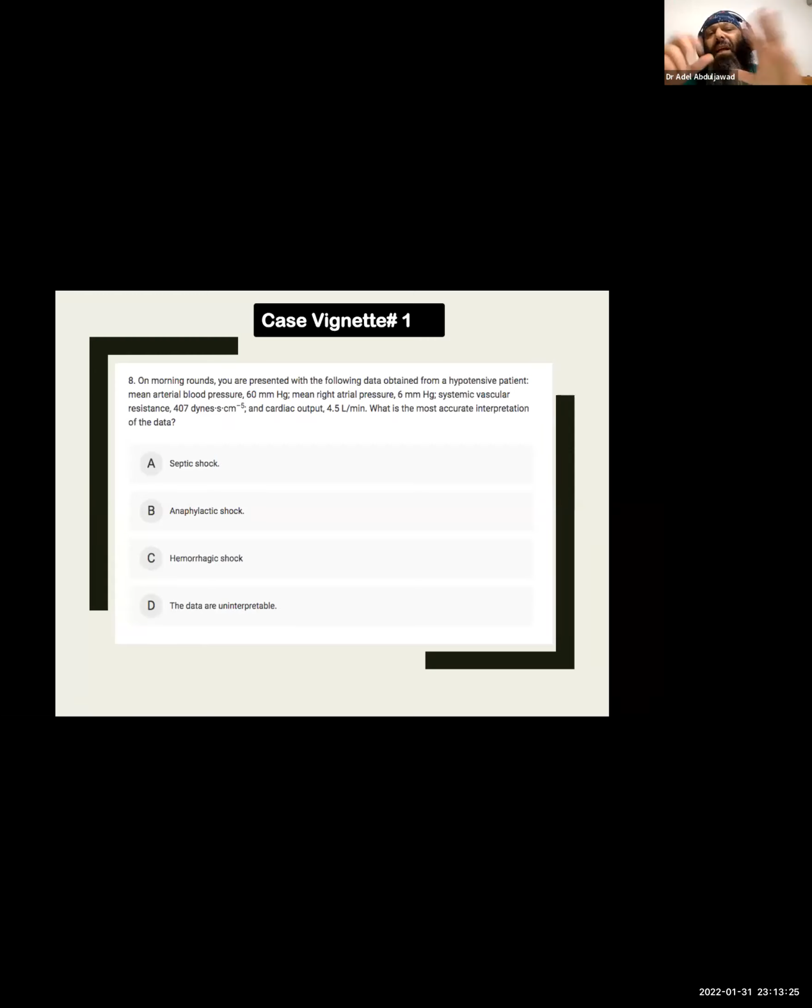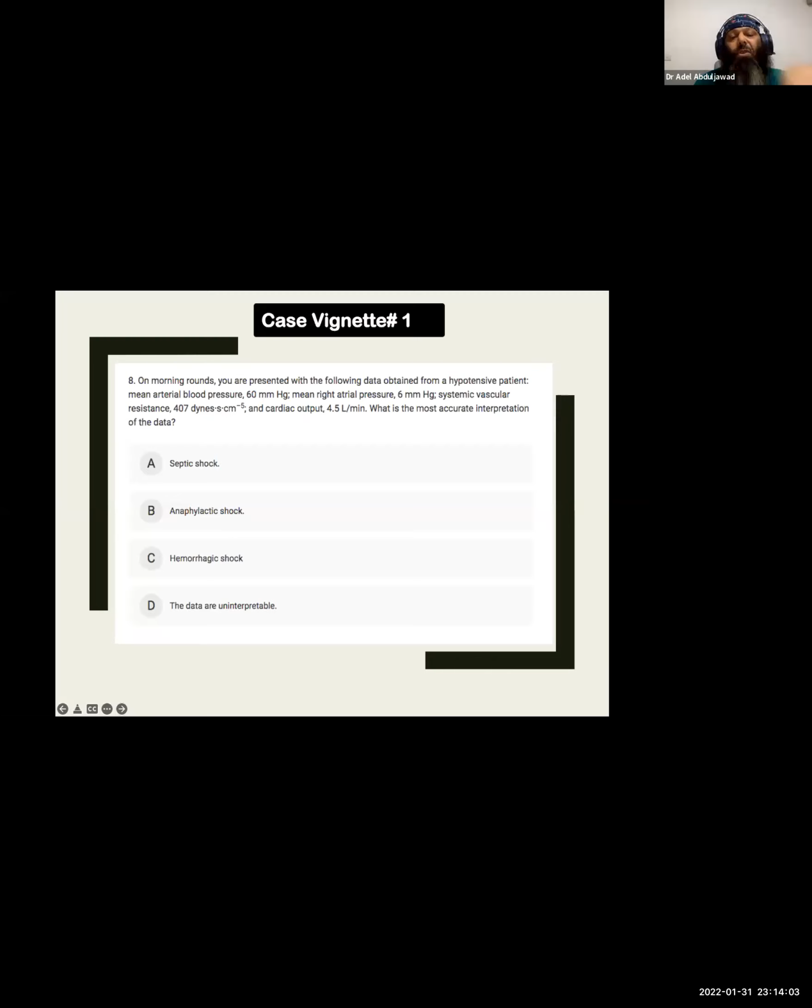Now this data is invasive data. It came from a Swan-Ganz catheter, for example, or from non-invasive devices like Vigileo or Bico. It measured the SVR and the cardiac output for you. So you have the MAP, you have the CVP, the mean right atrial pressure, and the SVR and cardiac output. We were just tricking you because you said it's septic and anaphylactic. But I have to calculate the SVR according to this equation: MAP minus CVP divided by cardiac output, multiplied by 80.